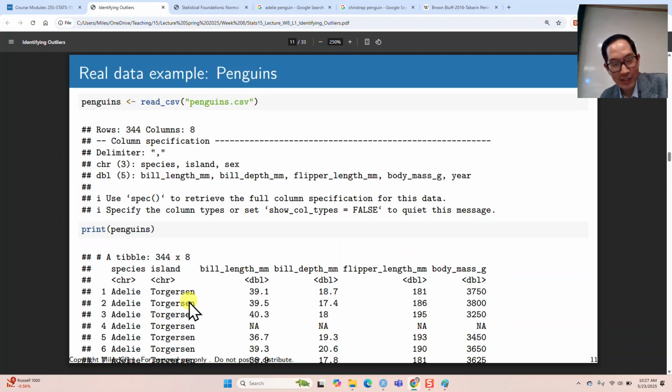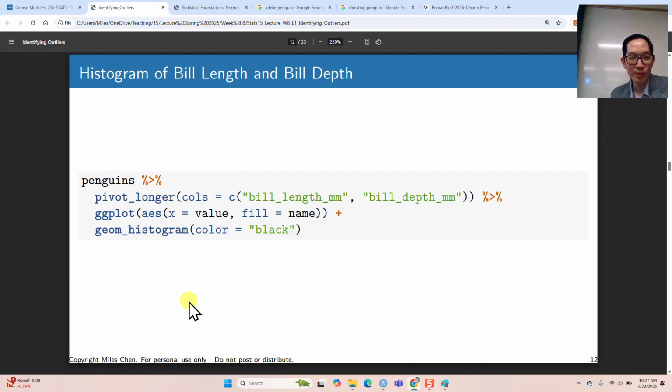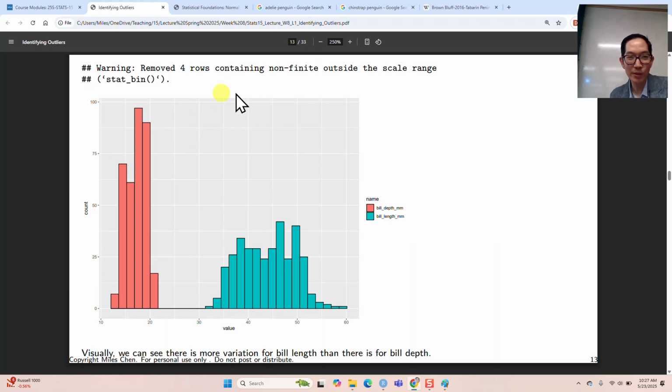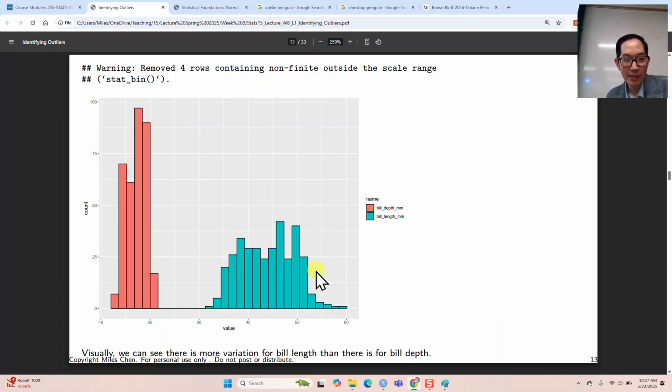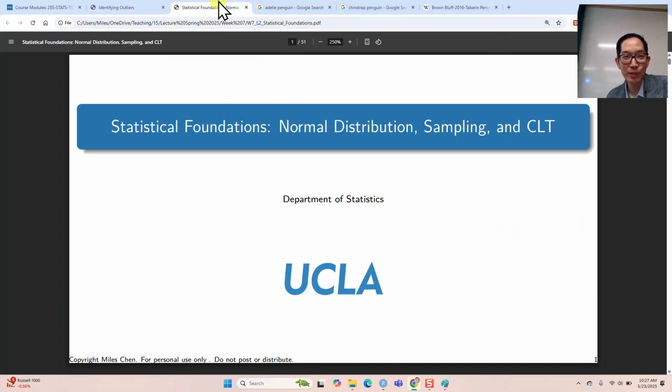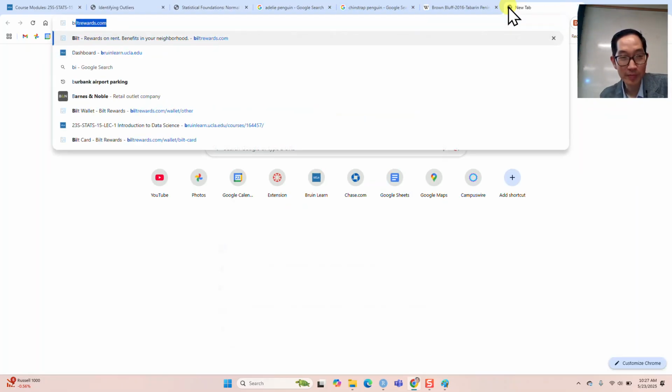So anyway, we can ask to plot this. Here we're going to look at bill length and bill depth. Oh, here's a diagram of what exactly we were measuring.